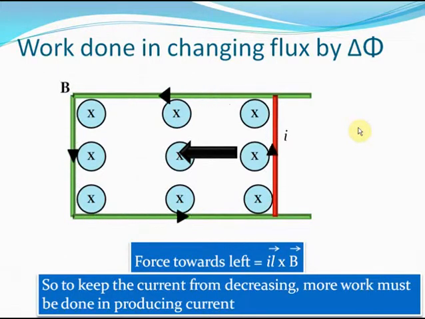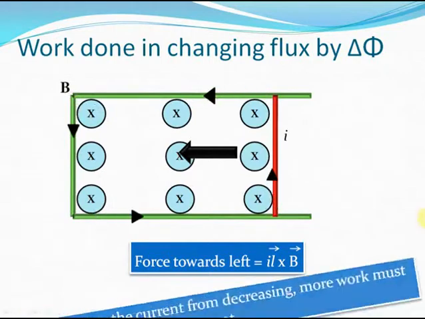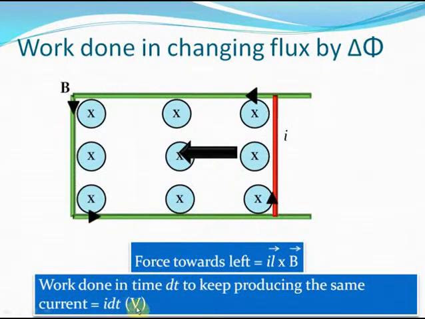So the net work done in making the rod move constantly with a velocity v will be dq into v, isn't it? The net work done in transporting a charge dq across a potential difference v is dq into v. Now we want to keep the current flowing. To keep the current flowing, we have to continuously keep transporting a charge dq throughout the loop, across a potential difference v, the induced EMF. And therefore, the net work done in time dt to keep producing the same amount of current is I dt into v, because dq is I dt.